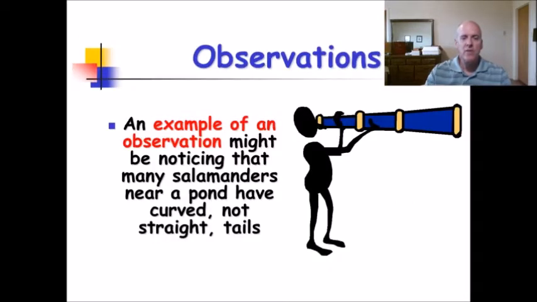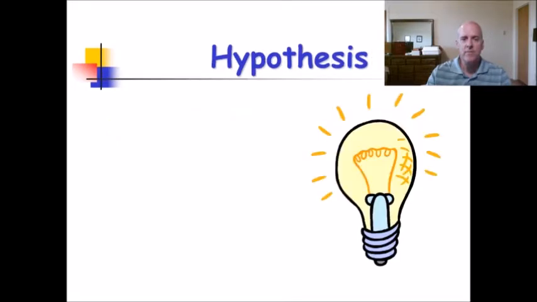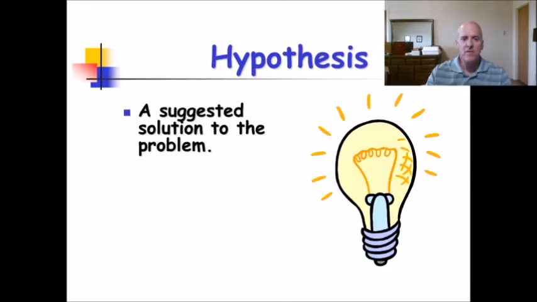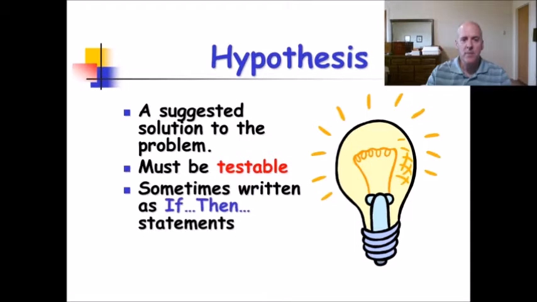Okay, so an example of an observation might be noticing that many salamanders near a pond have curved, not straight tails. Well, hypothesis. This is a suggested solution to the problem. It must be testable, and it's sometimes written as an if-then statement. If you actually look at the word, hypo means less than, and thesis means statement. So it's less than a statement of fact, it's a prediction. Something that might be true. It predicts an outcome.